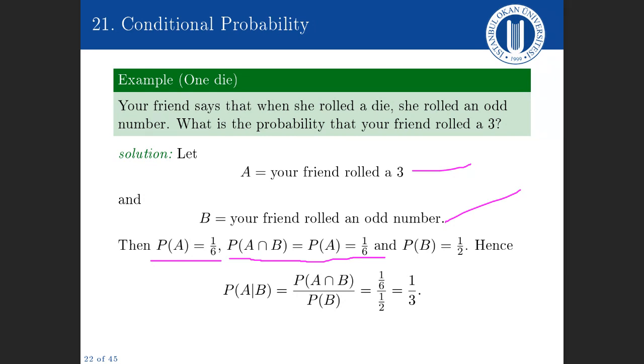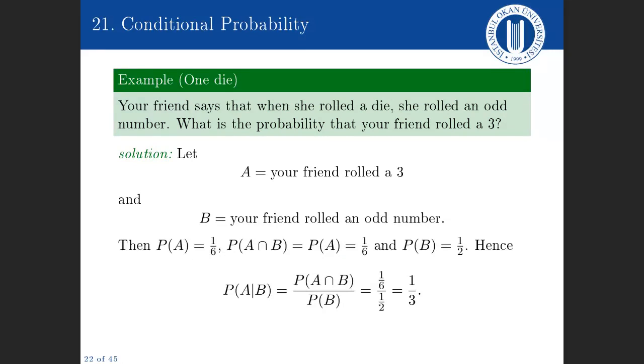What is the probability of B? What is the probability of rolling an odd number? Well, it must be a half. Equal chance of rolling an odd number or an even number. Now we're ready to answer the question.